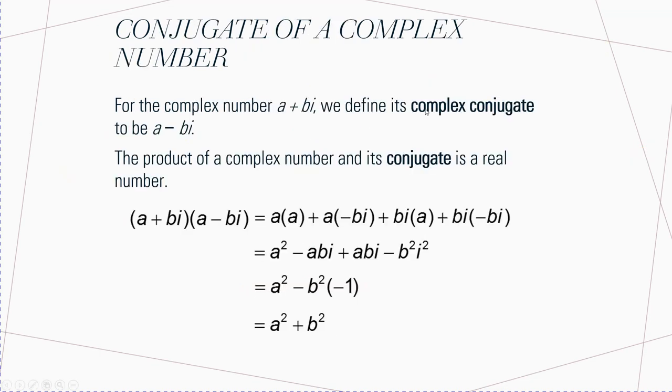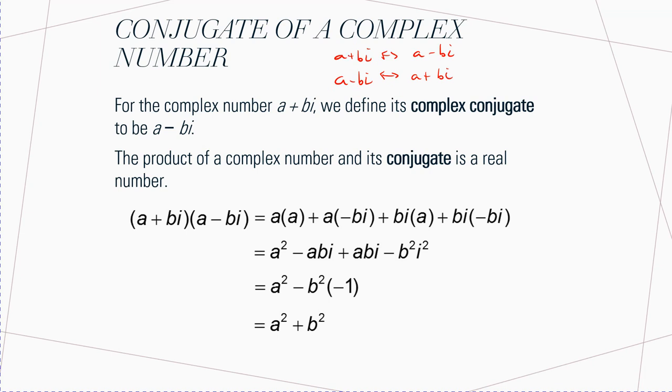All right, so now before we talk about division, we got to talk about what exactly is a conjugate of a complex number. So for a complex number a plus bi, we define its complex conjugate as a minus bi. So whenever you see something of this form, a plus bi, its conjugate is a minus bi. Or if you have a minus bi, its conjugate is a plus bi. So it works both ways like this. You're just going to flip the middle term.